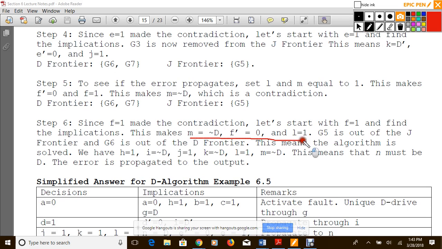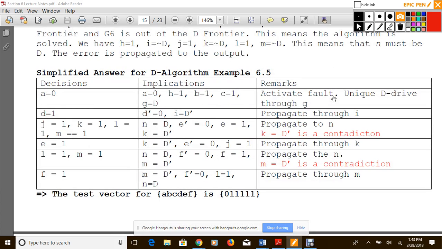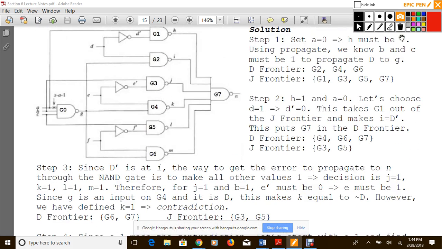Kind of like what we found. G5 is out of the frontier and G6 is into the frontier. This means that the algorithm is solved. That means that if we have a 0, 1, 1, 1, 1, 1 for the input, we're going to figure it out. So here's what we're doing. So there's 0, 1, 1, 1, 1, and 1. So it just kept going through.